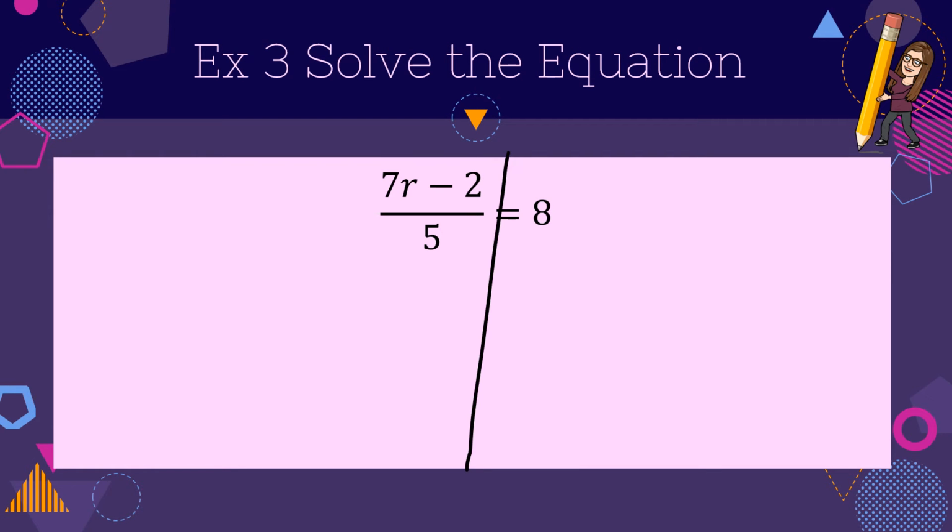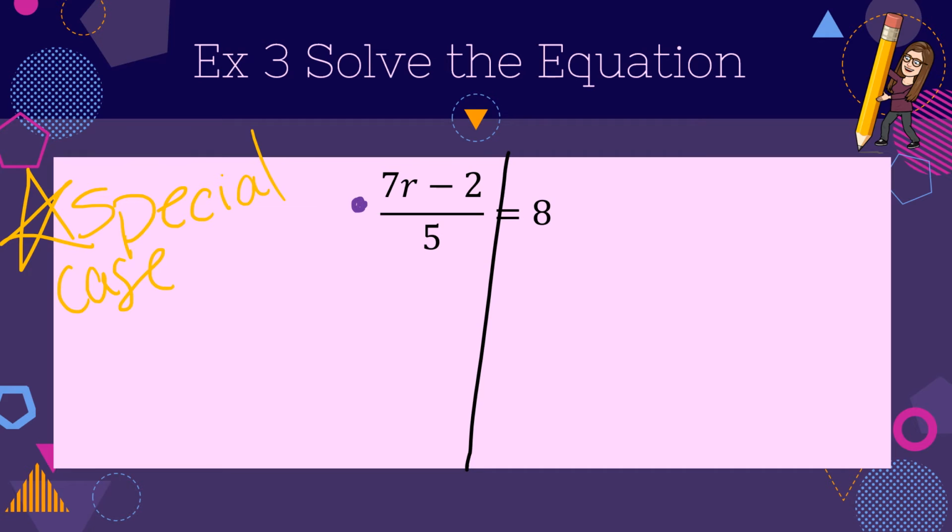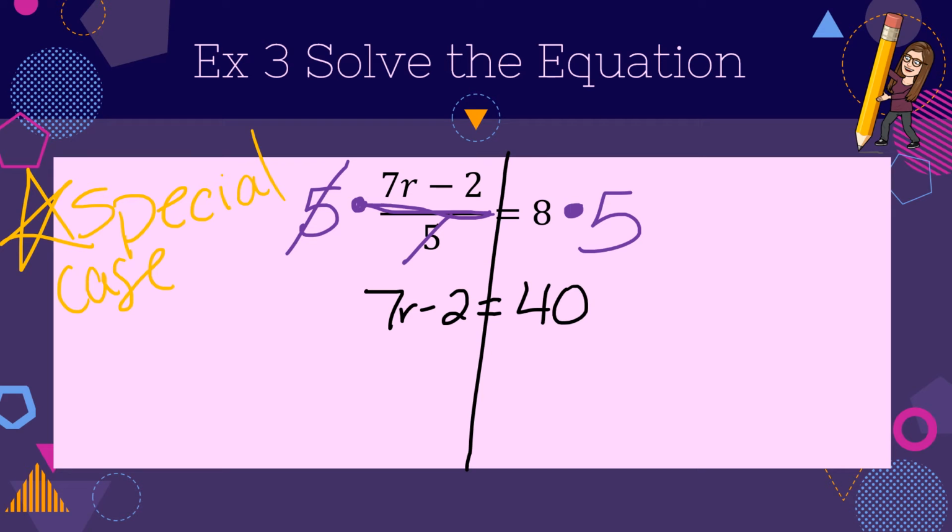Example 3. Now this is a special case. All right, remember we've talked about these before. I can't do anything because that 5 is in the way, right? So I have to do my steps in a little different order, meaning I got to kick that 5 to the other side. If it's a big divide 5, then we need to do a big times 5. Opposites cancel. 7r minus 2 falls down because we didn't use it. And on the right side, I've got 40.